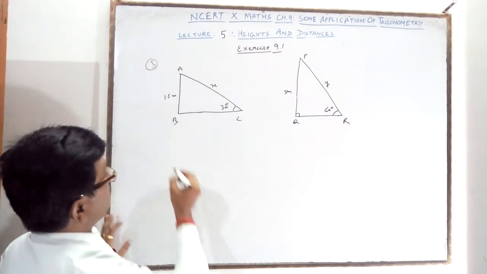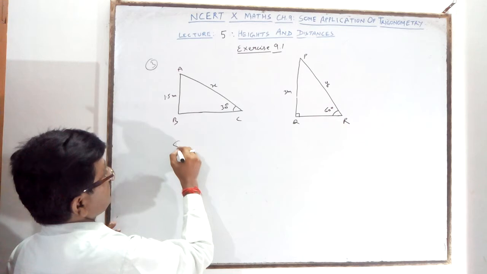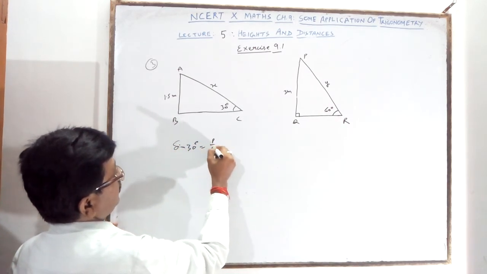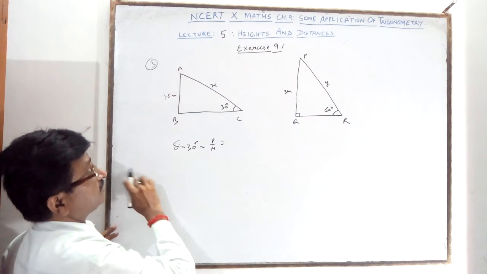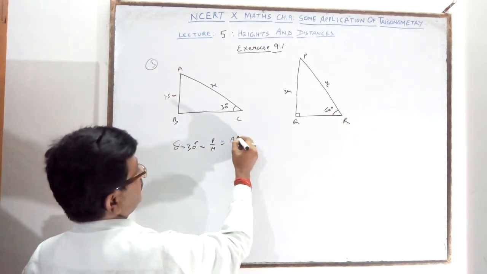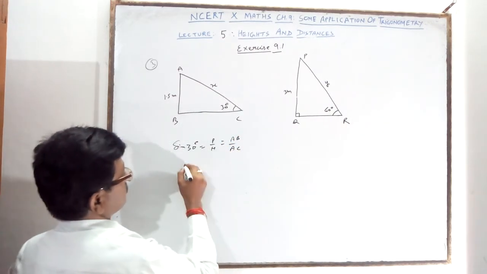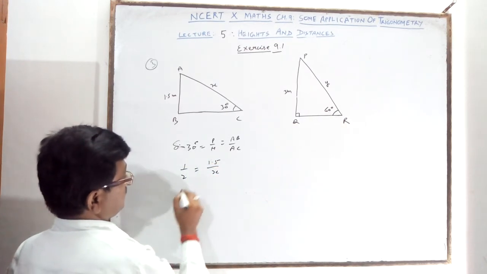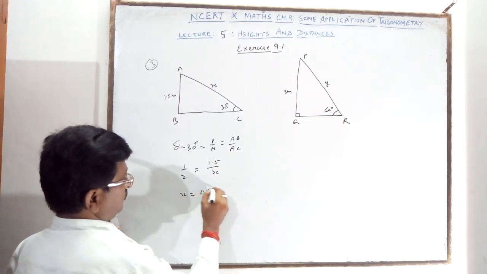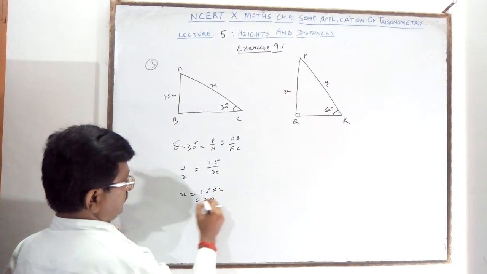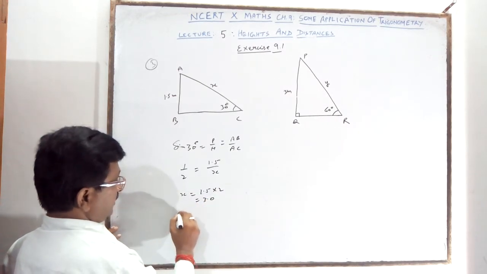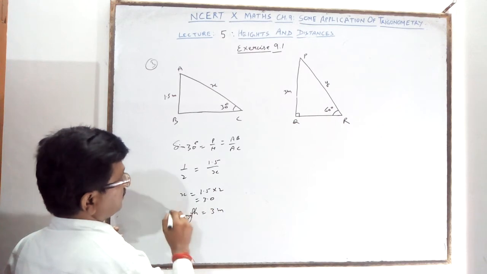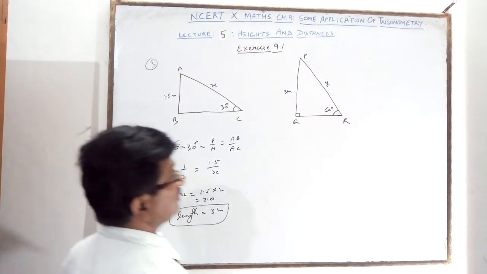So what will you use? The relation between P and H: sin 30. Sin 30 degree is equal to P upon H, perpendicular upon hypotenuse, which is AB upon AC. So 1 by 2 is equal to, what is AB? 1.5 by x. So x is equal to 1.5 into 2, which is 3.0. So the length of this slide will be 3 meter.